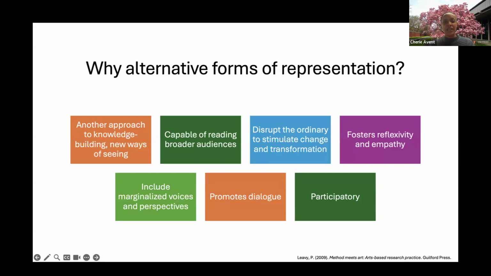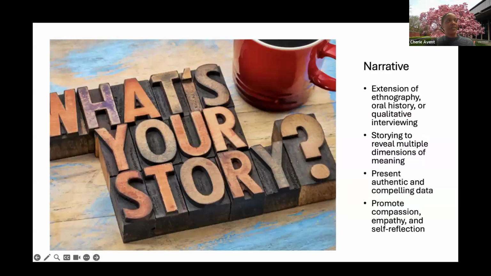And so I just want to highlight from Patricia Levy a few examples of ways in which this can be done, and then also share an example video. So one alternative form might be thinking about the use of narrative. How can we tell stories? Narrative often is an extension of ethnography, oral history, qualitative interviewing, and through narrative, we can present compelling data that may have multiple dimensions or layers, and may also have various voices and perspectives that we want to use within that narrative.